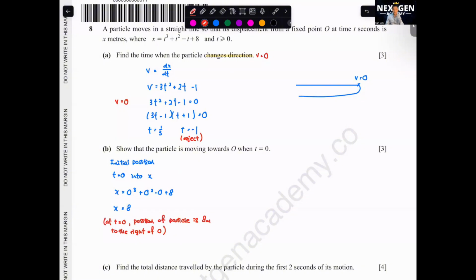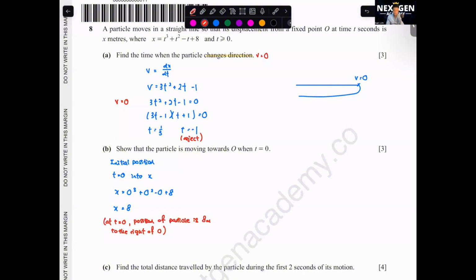Can you understand? At t equals 0, that means when you start the timer. Don't think that you start the timer and only then the particle starts to accelerate. The particle at the start is normally already moving, moving at a certain speed.